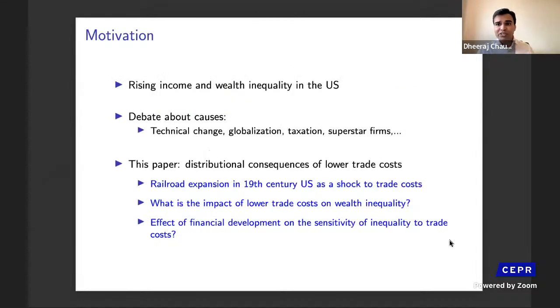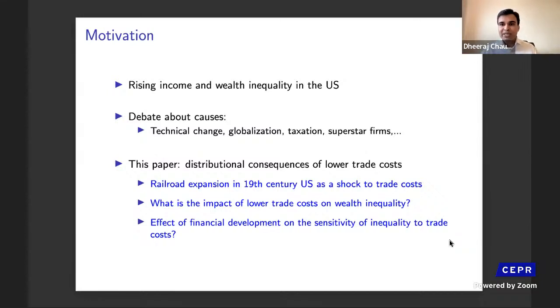So the broad motivation for this paper is that over the last 40 years, both income and wealth inequality in the US have increased dramatically. For instance, the wealth share of the top 10% has increased from around 63% in the mid-1980s to over 77% today. There's a large debate about the factors that have contributed to this rise in inequality. And this debate revolves around factors such as skill-based technical change, increased globalization, declining tax progressivity, or the emergence of superstar firms, to name a few.